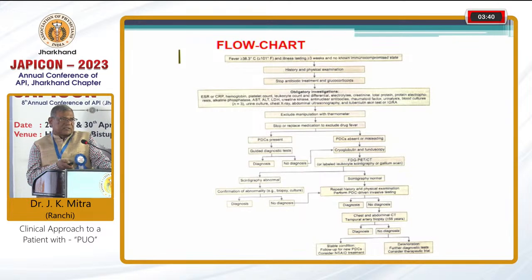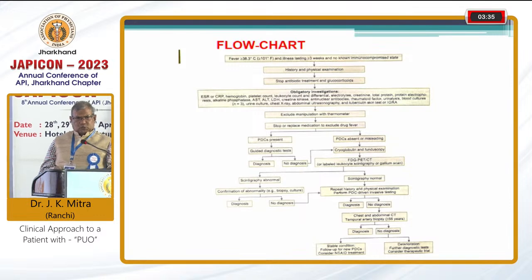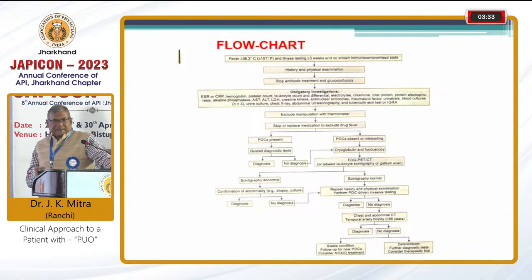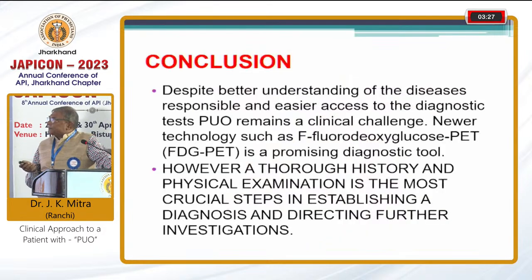And the antitubercular therapy, which we used to start and then stop after 2 weeks, that should not be done. If it is there, 6 weeks must be given before considering the other diagnosis. And all the time try to consider that. In that case also, steroids should be avoided.